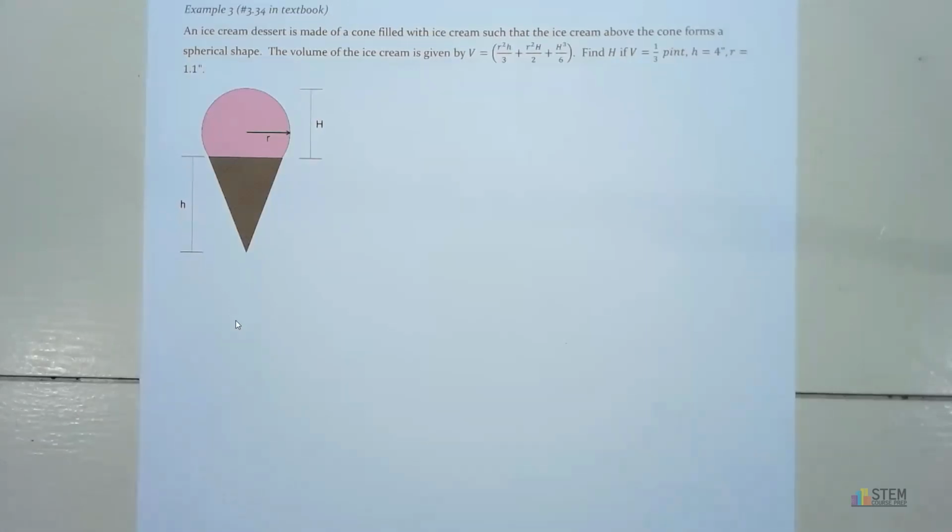Welcome back, guys. Let's do one more example of Newton's method. This is going to be example 3. This is also number 3.34 if you're following along in the actual textbook that I use for this class.